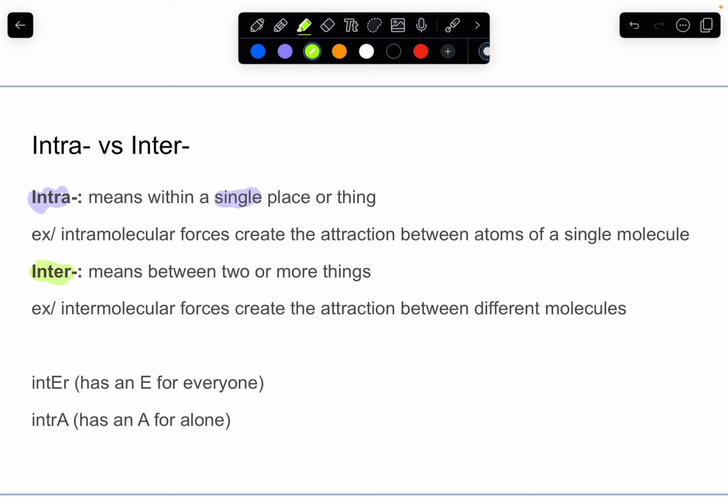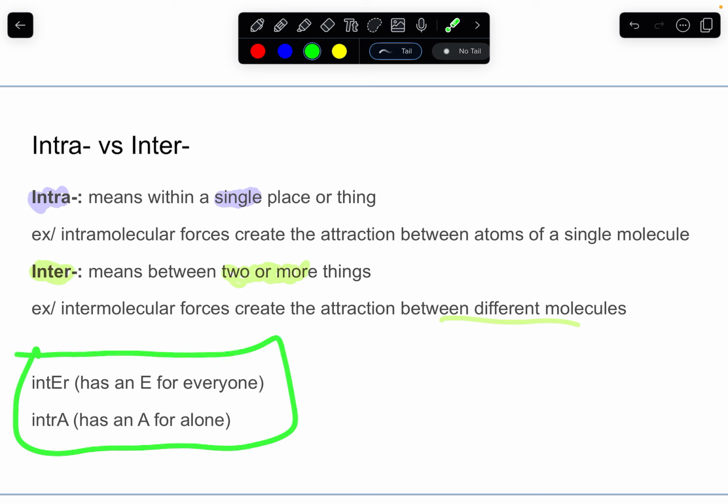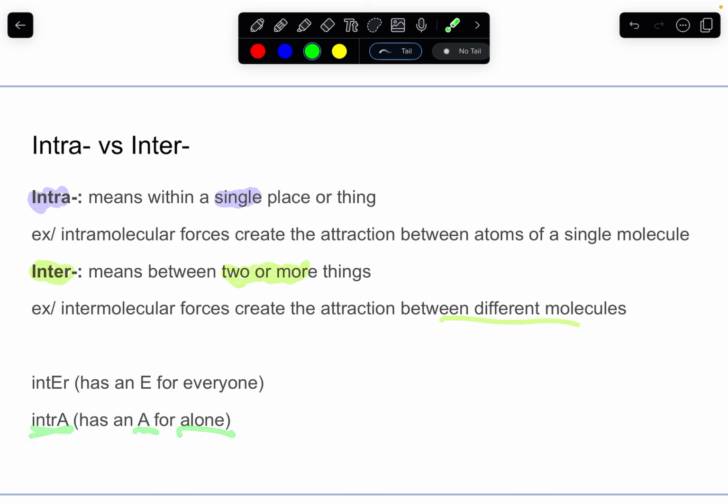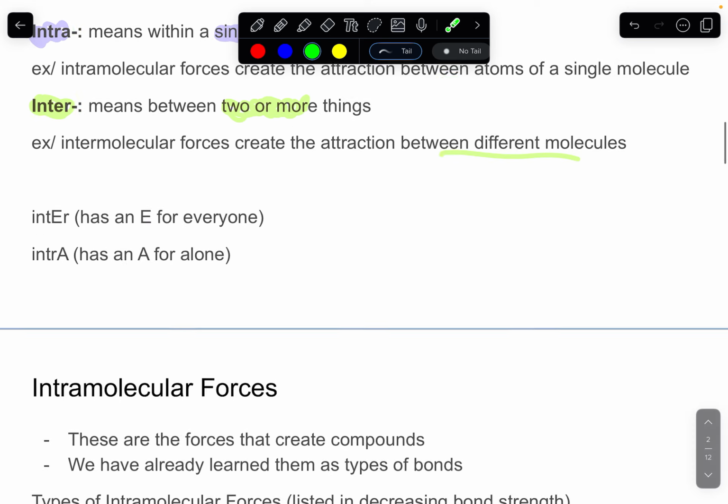Inter means between two or more things. Okay, so intra is one thing, inter means two or more things. The example here is intermolecular forces create the attraction between different molecules. Okay, a little helpful hint for remembering these: inter has an E for everyone. Okay, you're dealing with multiple things, multiple objects. Intra has an A for alone. You're only dealing with one thing for intra.